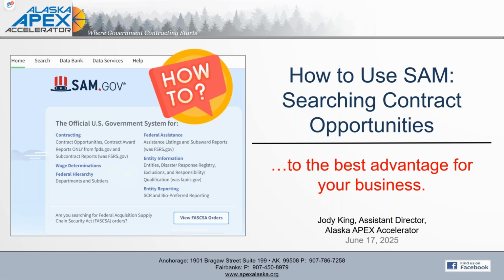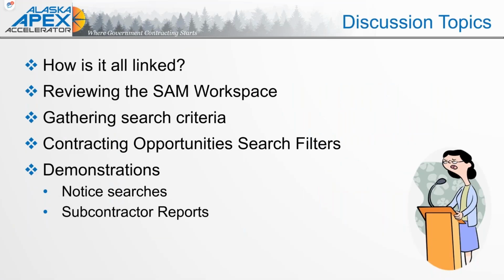So, here's what we're going to talk about. We're going to do a quick how is it all linked. We're going to review the SAM workspace, which is going to take about the first 15 minutes. We're going to go through the workspace. We're going to talk about role assignments, which seems a little odd as to why are those important with using the contract opportunities website, and we'll talk about that. And then we're going to talk about gathering search criteria.